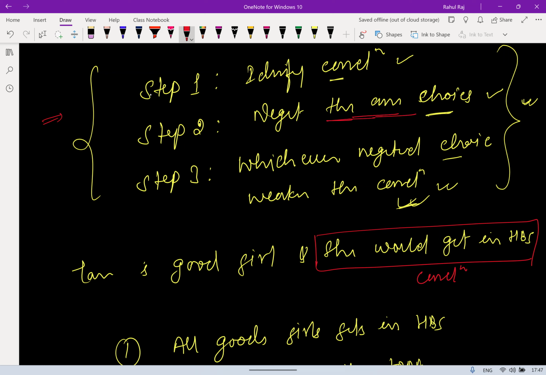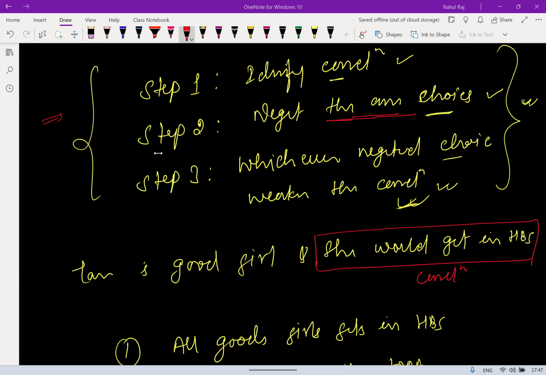My second step is what? Negate the answer choices. What do you mean by negate the answer choices? Negating the answer choices again has a huge meaning. So imagine when I say Tara is a good girl, what is the negation of this? Please tell me. How do you negate this statement, Tara is a good girl?